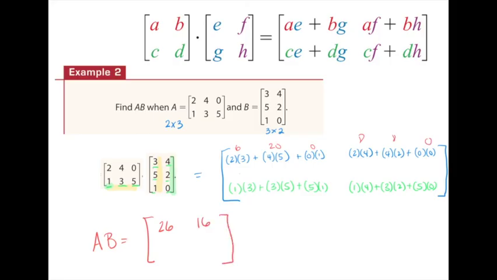Second row, 1 times 3, 3 times 5, 5 times 1. 3 plus 15 plus 5 is 23. Next one, 1 and 4, 3 and 2, 5 and 0. 4, 6, and 0 are 10. This is my answer here.